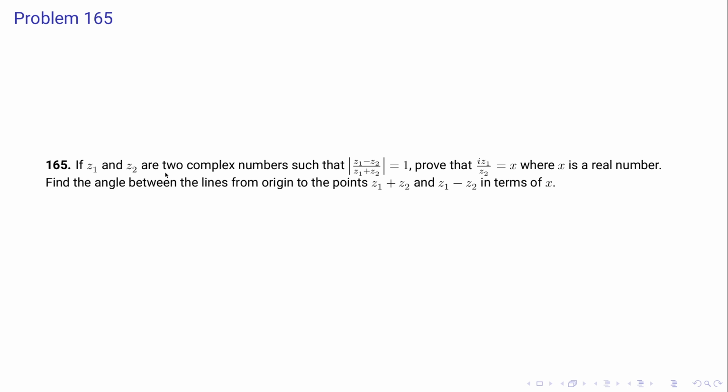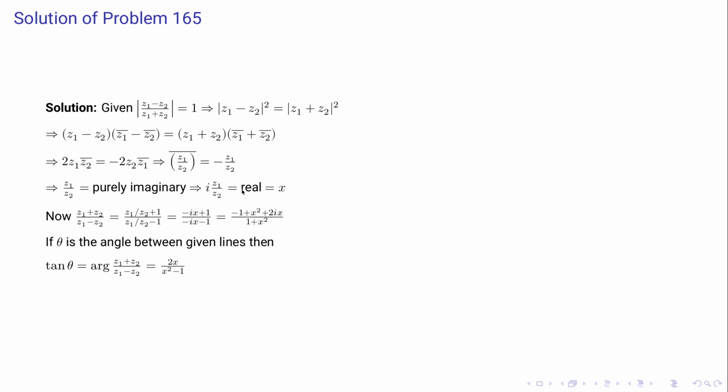If z1 and z2 are two complex numbers such that mod of z1 minus z2 by z1 plus z2 is equal to 1, prove that i z1 by z2 is equal to x, where x is a real number. Find the angle between the lines from origin to the points z1 plus z2 and z1 minus z2 in terms of x. So we are given that mod of z1 minus z2 divided by z1 plus z2 is equal to 1. So we can say that mod of z1 minus z2 squared is equal to mod of z1 plus z2 squared.